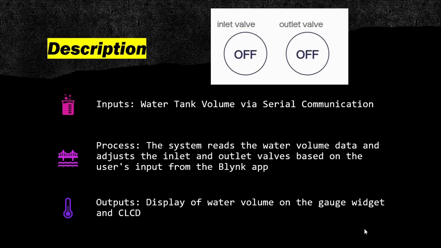The tank will fill up to 3000 liters. Whenever we're using it, the volume will decrease. The minimum it can go is 2000 liters. After 2000 liters, automatically the inlet valve will turn on. So it can't go below 2000. Whenever it reaches 2000, automatically the inlet valve will turn on and the outlet valve will be stopped. The volume will be printed, and we can see it on the CLCD.